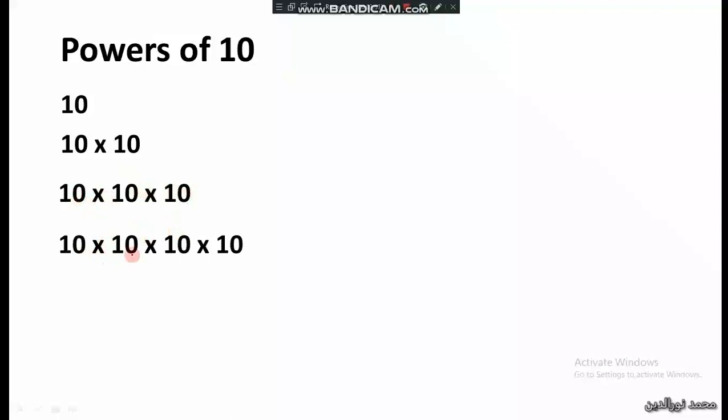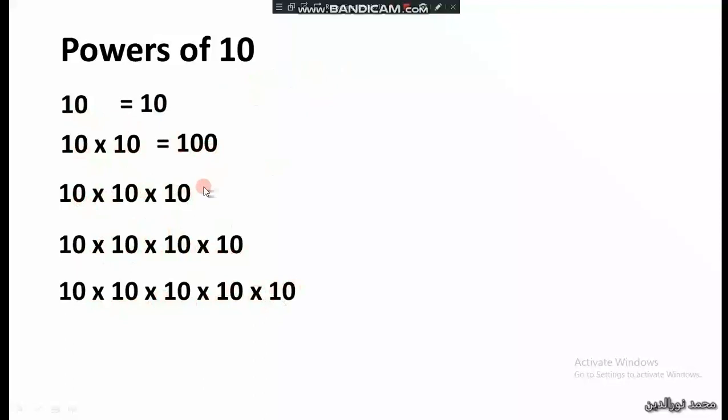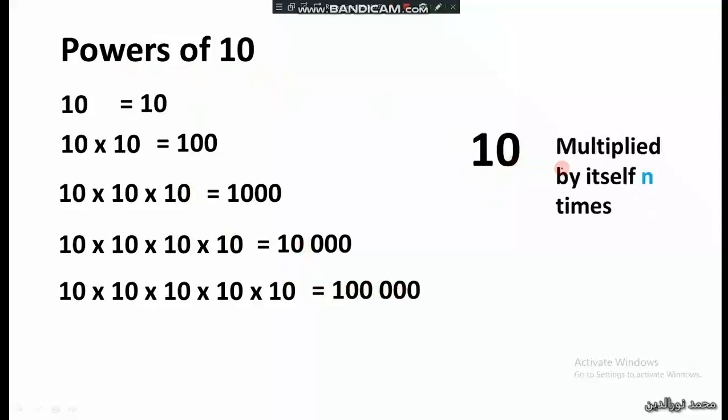What are the powers of 10? Like 10, or 10 times 10, 10 times 10 times 10, 10 multiplied by itself 4 times, 10 multiplied by itself 5 times. So these are the powers of 10. So 10 times 10 is 100, and then 1000, 10,000 and 100,000. So the powers of 10 means 10 multiplied by itself n times.